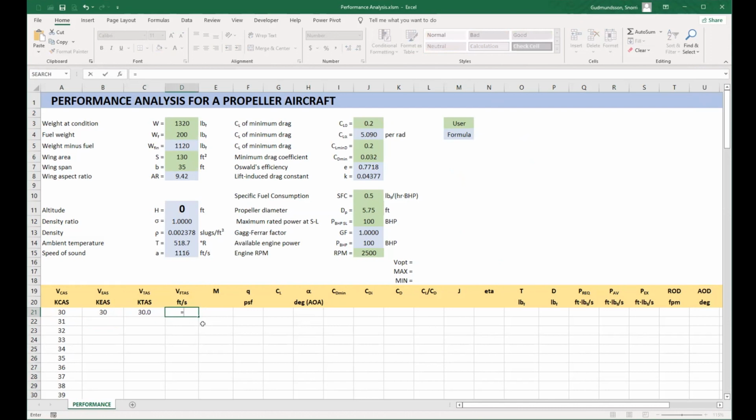In the next column, I convert the airspeed in KTAS to feet per second by multiplying by 1.688. This is followed by calculating the Mach number. It is simply the true airspeed in feet per second divided by the sonic speed in feet per second that we calculated earlier. Next, calculate the dynamic pressure from 1/2 rho times true airspeed in feet per second squared.